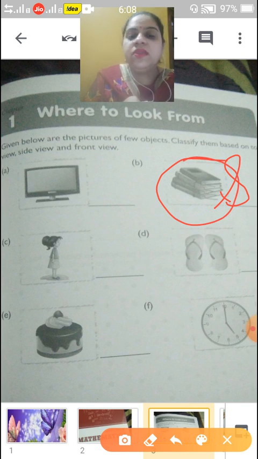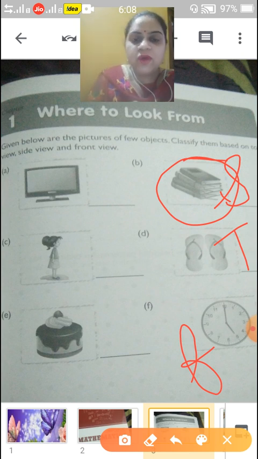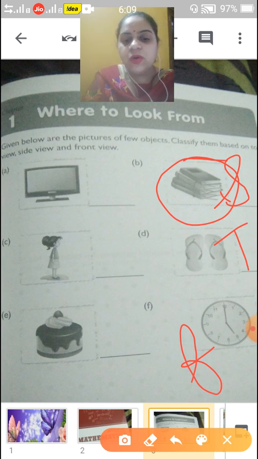Okay. Now for the sleeper, home sleeper, the view is top. Now children, for the clock, yes, very good. That is front view. When you look at the clock hanging on the wall in front of you, the view is front view. Okay children.